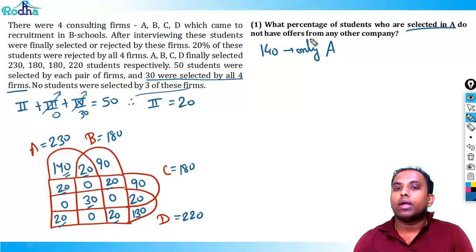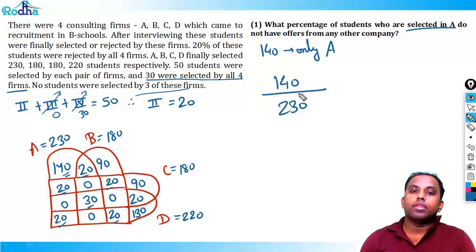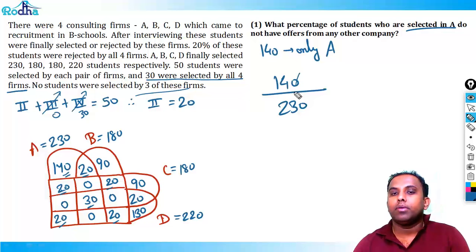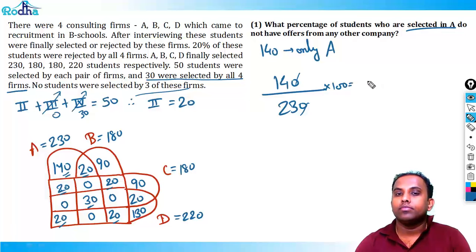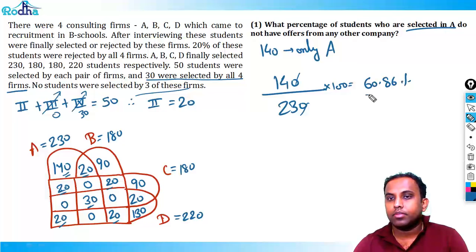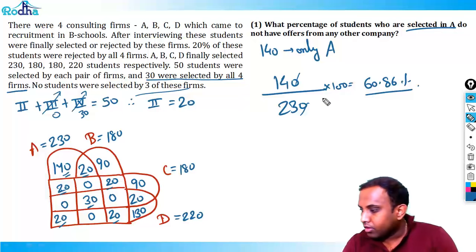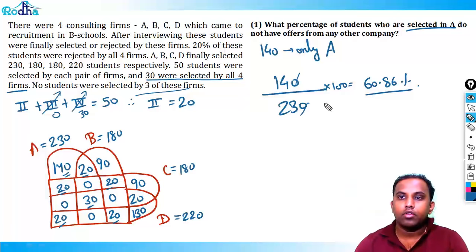So what is the answer? So what percentage of students were selected in A? So out of 230, 140 are selected in A who do not have offers from any other company. That is only A. So 14 by 23 into 100. Right. So if you calculate, it is roughly 60.86%. You can do it by a bit of mental calculation here. Fine.